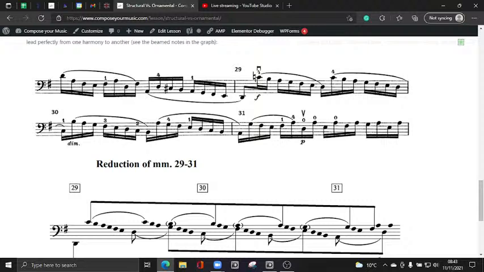Is that obvious? There's a sequence. Okay. Maybe it was not obvious. You just have to follow the slurs. Follow the slurs, and we have the sequence. It's a melodic sequence, harmonically as well.